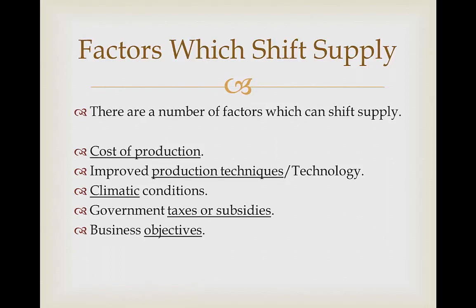Also, business objectives are going to affect supply. The business may want to supply more of a product in order to make more money in that area, and supply less of a product in order to take away from that potentially declining market. So those can also shift supply.